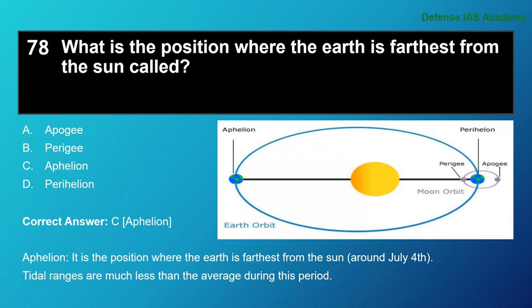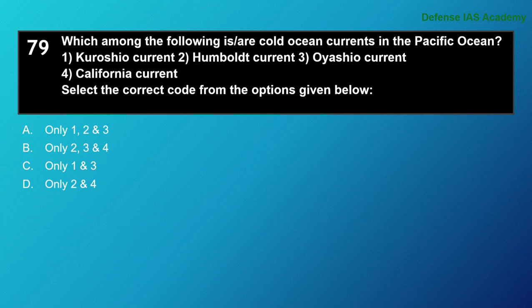And now we have seen in this session itself, what is the position where earth is closest to the sun called? It is called perihelion, and it occurs on January 4th. Just a reminder, perihelion, the closest position of Earth from the Sun, occurs on January 4th.